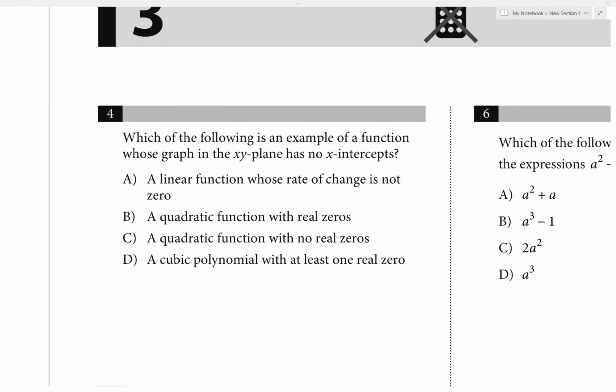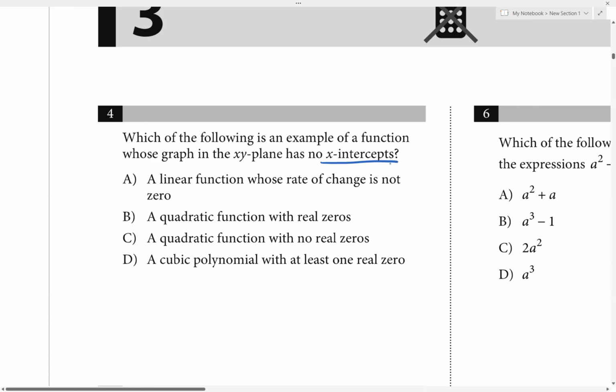Okay, question 4. Which of the following is an example of a function whose graph in the xy plane has no x-intercept? Okay, so we want a graph that has no x-intercept. The x-intercept is where the graph crosses the x-axis. Okay, let's go through each one and see what we have.